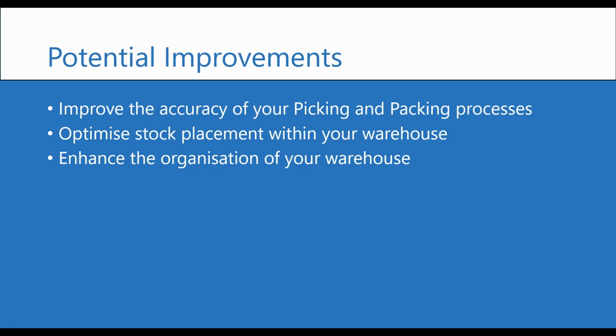AWM is used to enhance the storage locations and efficacy of storage locations within your warehouse. It can help improve the accuracy of your picking and packing processes, and it can also help optimize the placement of stock within your warehouse.